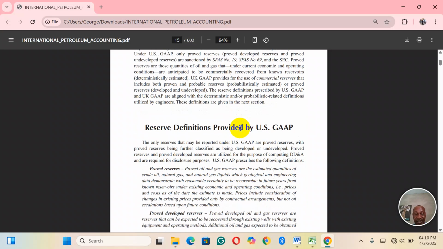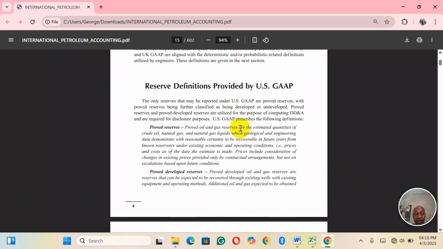So we are looking at the reserve definition provided by US GAAP. The only reserves that may be reported under US GAAP are proved reserves, with proved reserves being further classified as developed or undeveloped. Proved reserves and proved developed reserves are utilized for the purpose of computing DD&A and are required for disclosure purposes, and US GAAP prescribes the following definition.